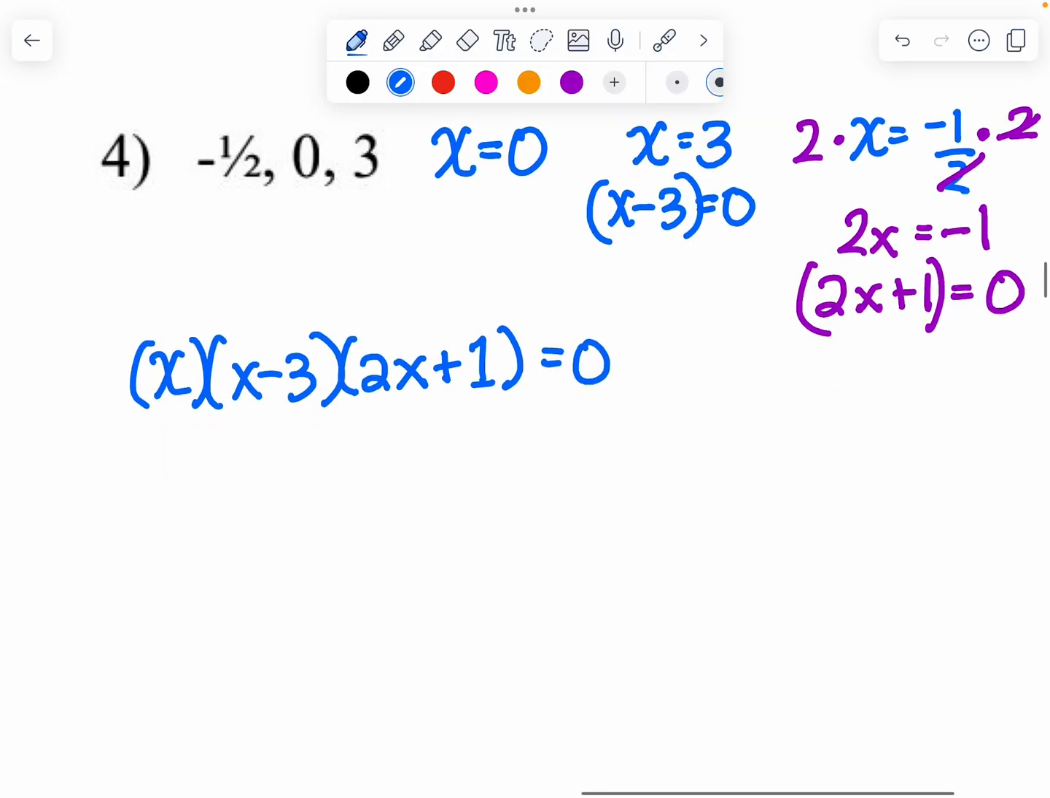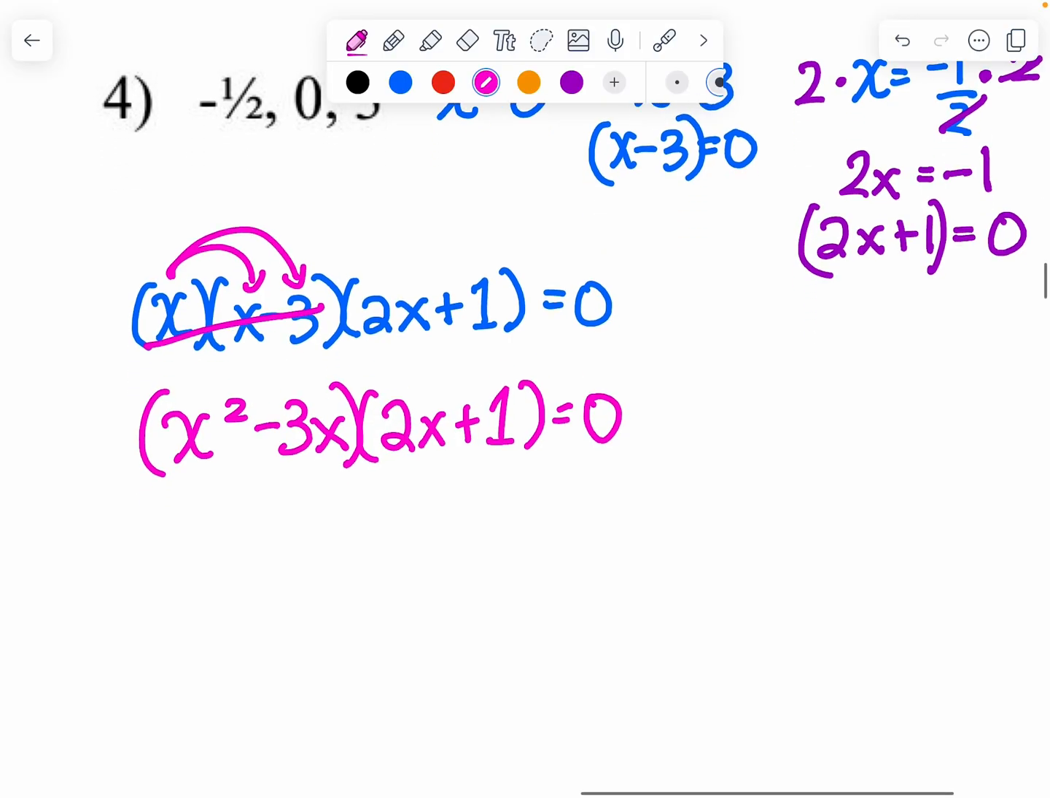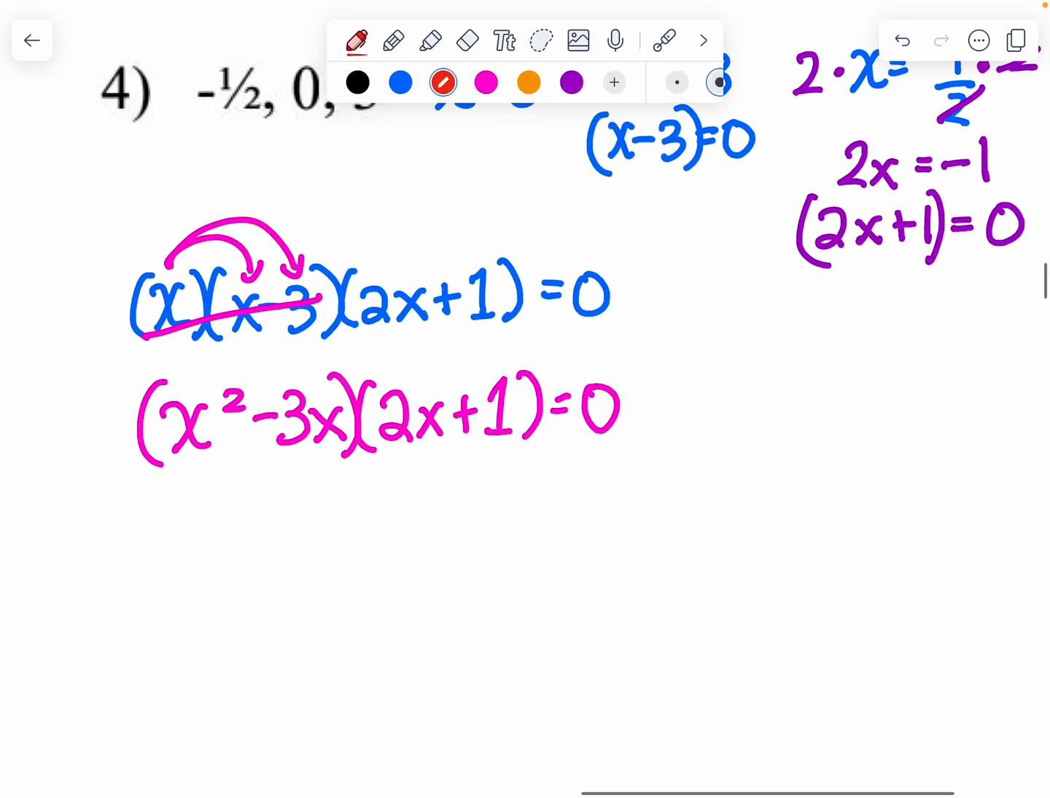And I'm going to multiply this out to get a polynomial in standard form. X times x is x squared. X times negative 3 is negative 3x. And I've taken care of that. I'm going to go ahead and take this binomial and multiply it by the second binomial. Again, I like to chunk things so that it doesn't get too messy.